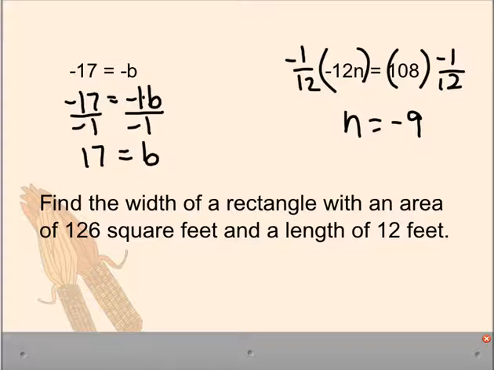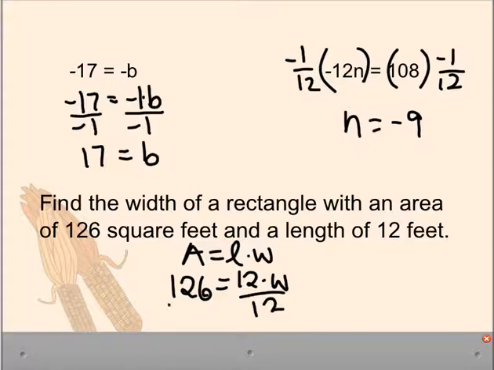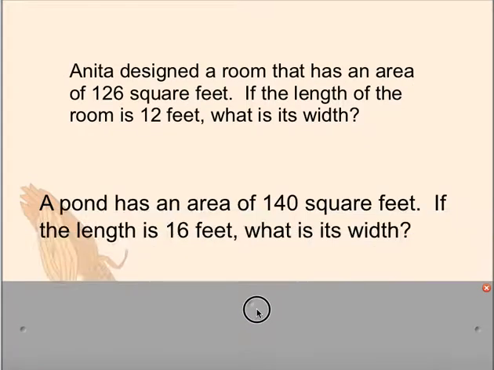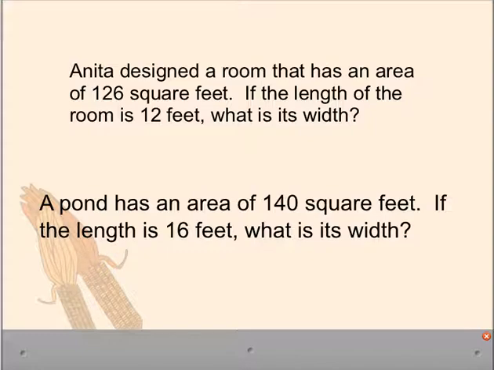Find the width of a rectangle with an area of 126 square feet and a length of 12. Well, we know that our formula is area equals length times width. So I could say I have 126 equals, well, length is 12 times a width. So we could divide by 12 on each side, and that will give me my width. Okay, and it looks like it would be about 10.5. All right. So multiplying and dividing. Okay, you can try those extra problems if you would like.